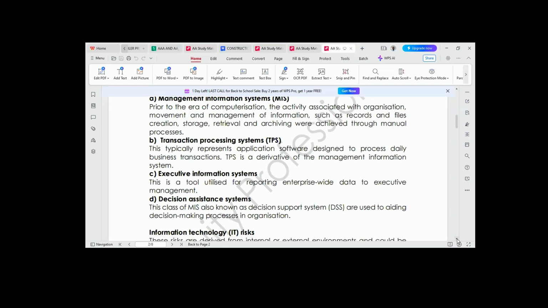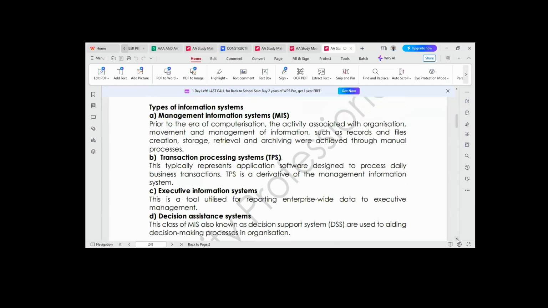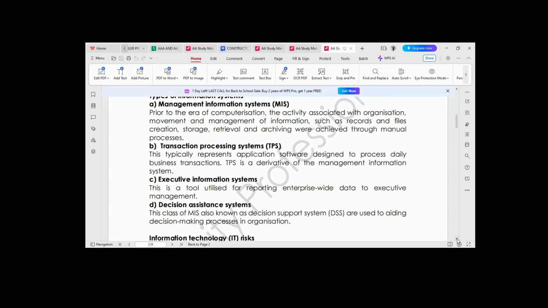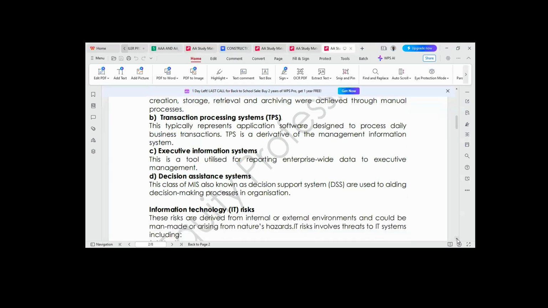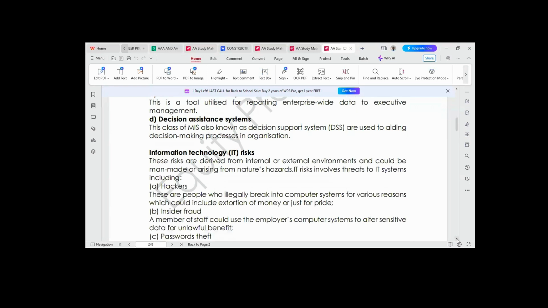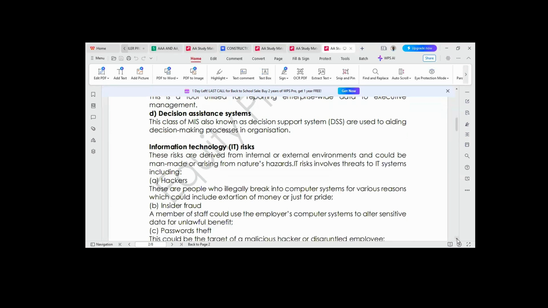So those are the types of information system: management information system, transaction processing system, executive information system, and the last one, decision support system. Okay, are we together? Can we proceed? So let's go to the next one: information technology risk. What are some of the risks that come with all those good things that IT has brought? What are those challenges that they bring alongside it? Let's look at them.